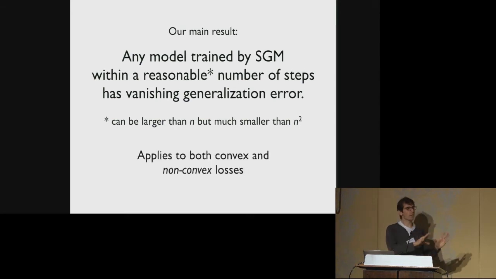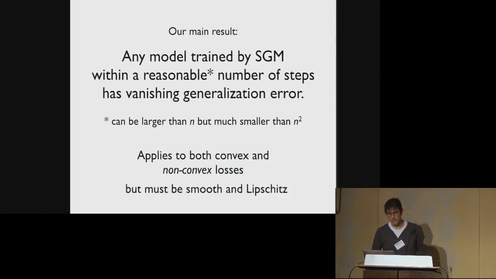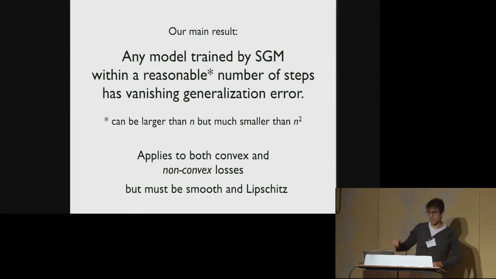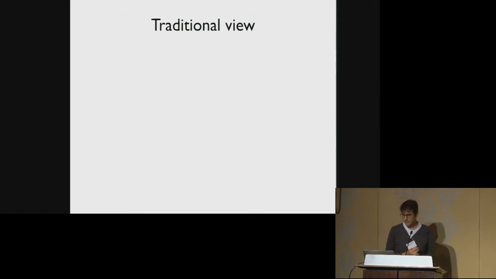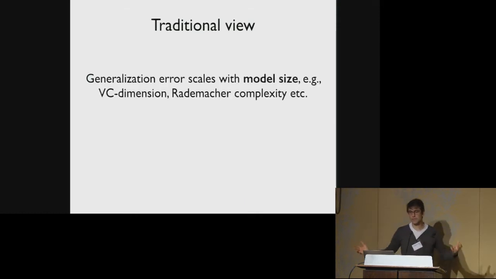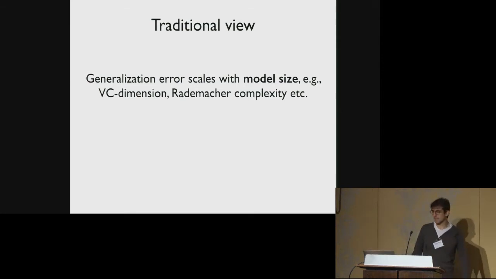So this applies to both convex and non-convex losses. These are theorems you can prove, or we prove in the paper. There are some assumptions. Your loss function must be smooth and Lipschitz, but this is basically the upshot of what the theorems say. I find this very interesting because the traditional view is that generalization error must scale with model complexity, VC dimension, something like this.